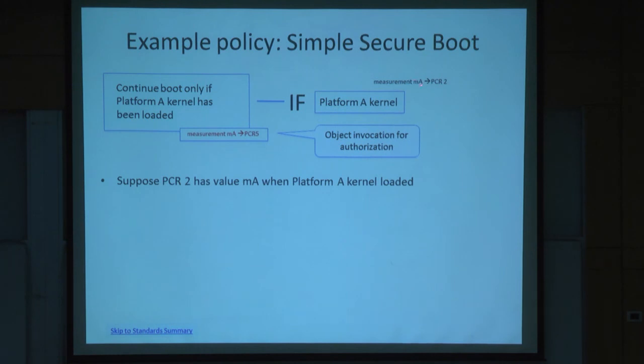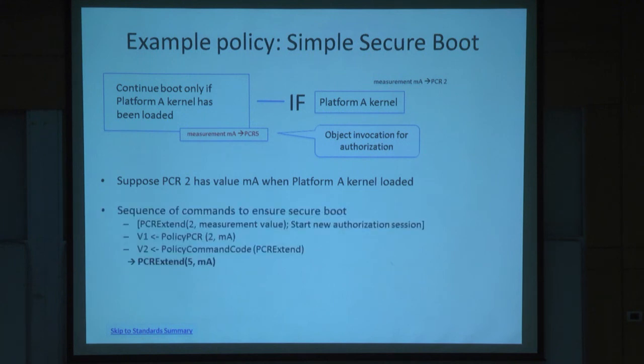And let's say that the operating system is measured into another PCR. So PCR2 has a certain value MA if a platform A kernel is loaded. So essentially I would do something like import policy PCR and say I'm going to do PCR extend, and if PCR extend would succeed, then the boot would continue. And now you can imagine that this will only allow this particular kernel to be booted.